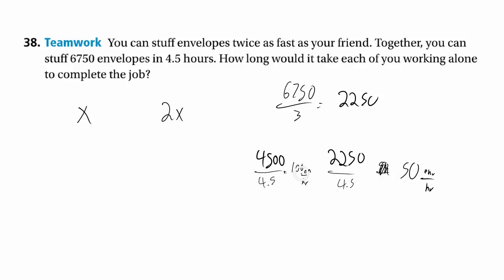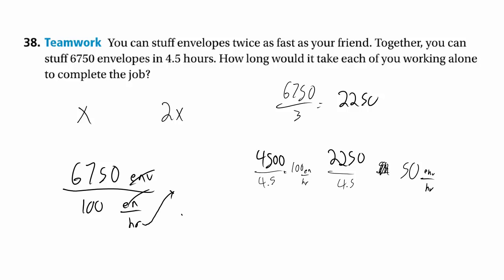And now, since you have your individual rates, you can see how long it would take you to do this alone. Since you do 6750 envelopes, if you can only do 100 per hour, take 6750 envelopes and divide that by 100 envelopes per hour. The envelopes cancel out, and since this is the denominator of a denominator, this comes out on top. So you get 6.75 hours is how long it takes you to do it alone.